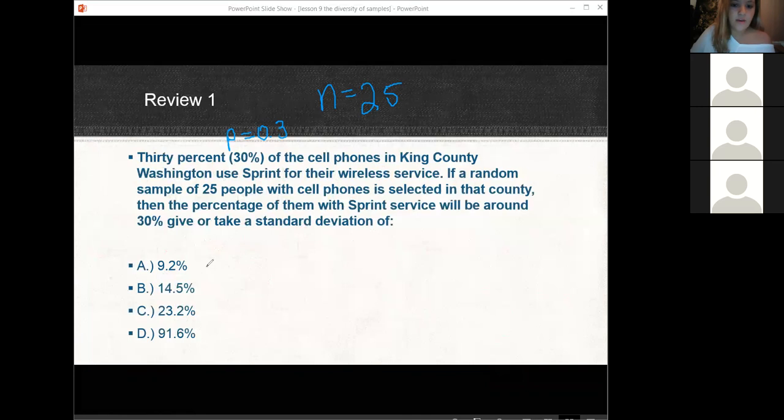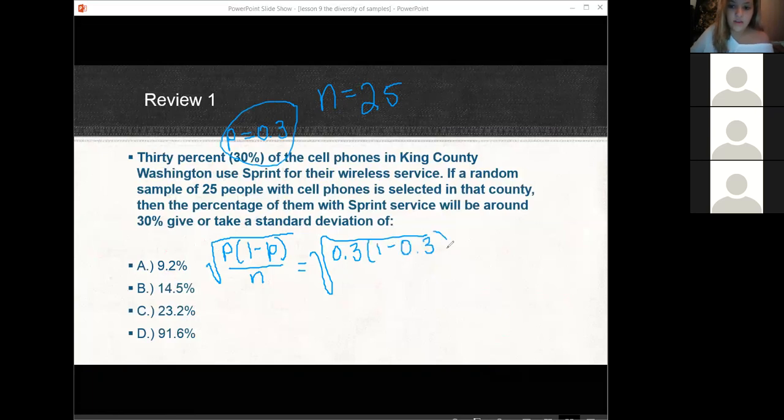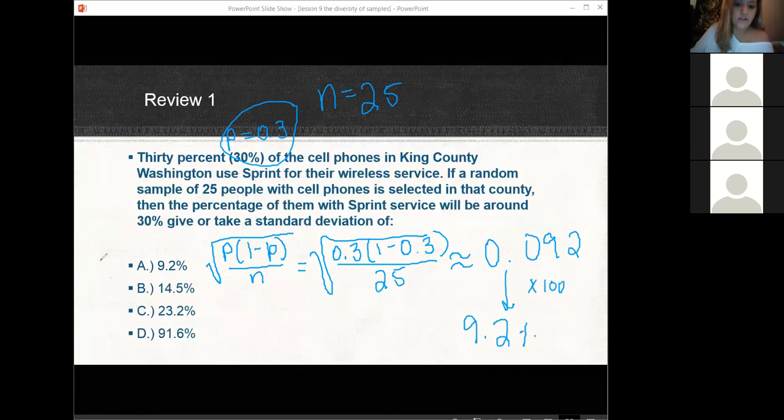So remember, the equation for the standard deviation of a proportion is the square root of p times 1 minus p, divided by n. So all you have to do is plug in the numbers. We get 0.3, because that is our proportion, times 1 minus 0.3, and then divide that by our sample size, which is 25. It's about equal to 0.092, which equates to about 9.2% if you multiply this by 100. So our answer is A here.